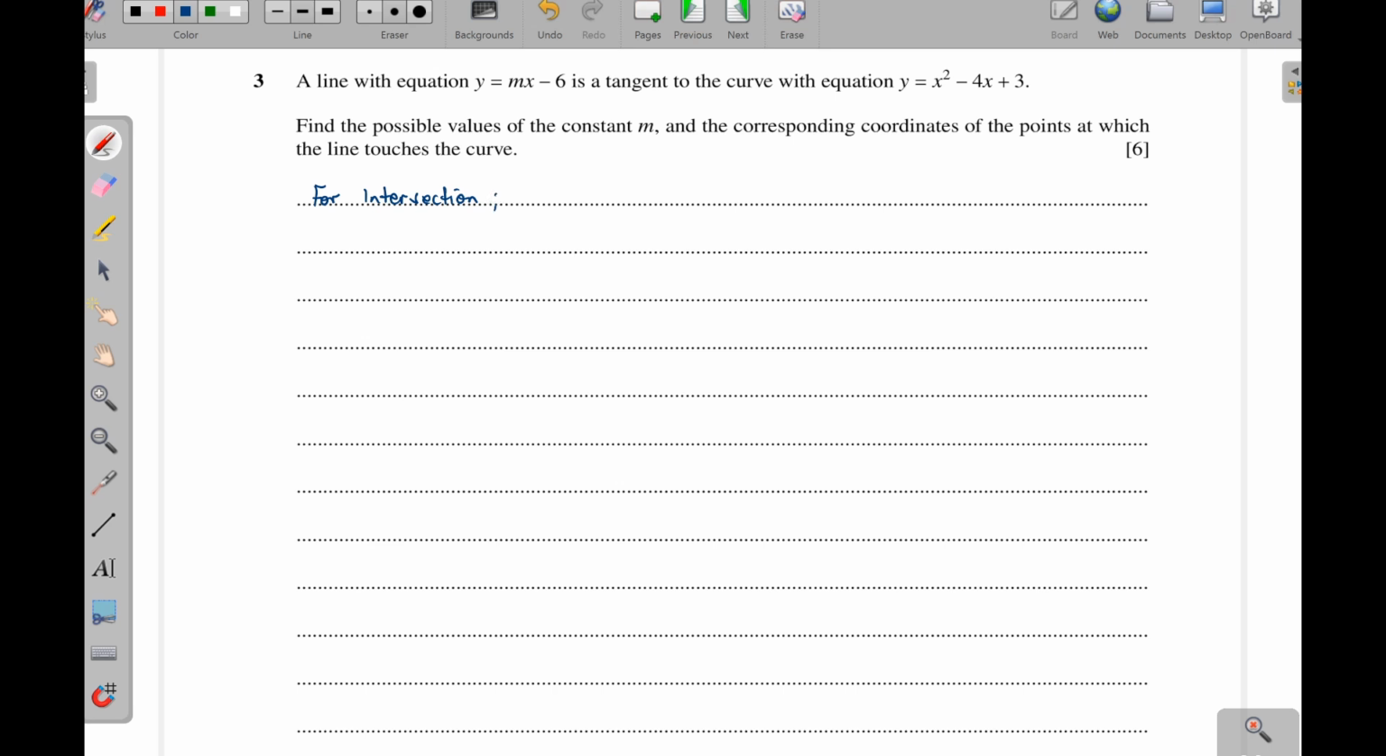So for intersection, we shall have x squared minus 4x plus 3, which will be equal to mx minus 6. So bring everything on one side such that we form a quadratic equation in x, and then we solve accordingly. So this is 3 plus 6 is equal to 0, meaning we get x squared minus, I can put the 4 plus m inside here, then the x out, and then plus 9.